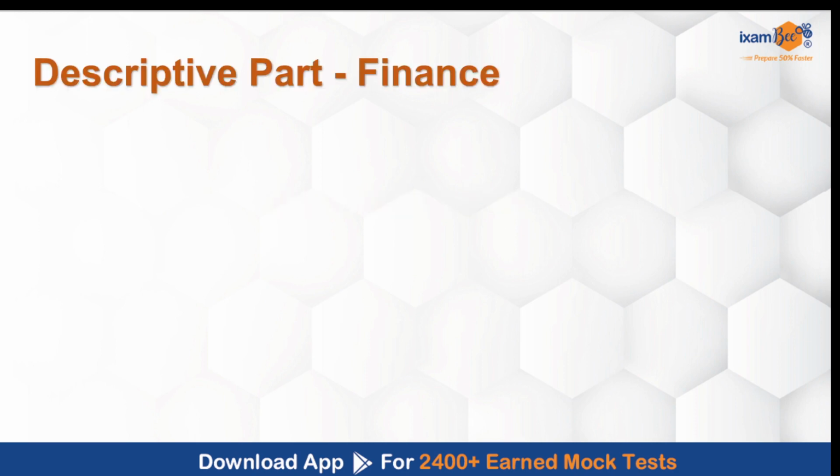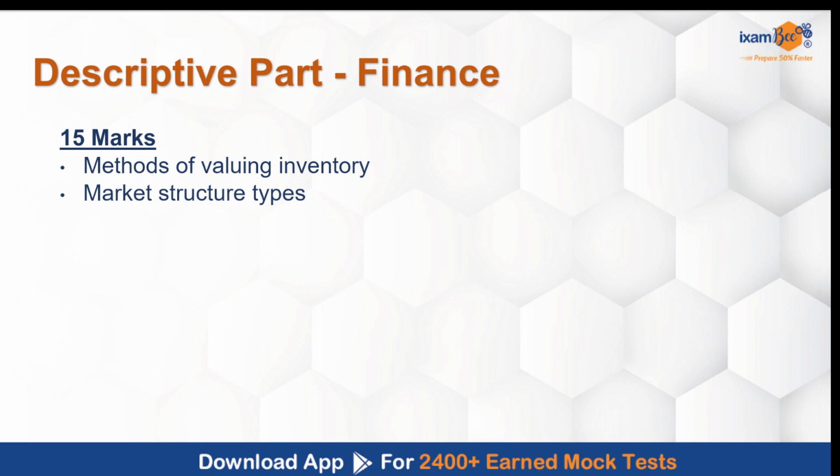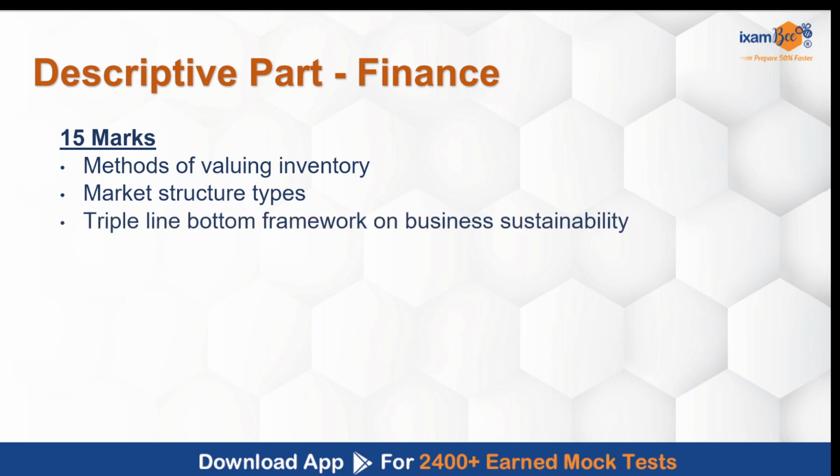The descriptive part, as you're aware, consists of two aspects: questions that are of 15 marks, and questions that are of 10 marks. In 15 marks, 3 questions were given. You had to attempt 2. The topics that were asked in the 15 mark questions related to methods of valuing the inventory, what were the different types of market structures, and they had asked you to discuss the triple bottom line framework on business sustainability.